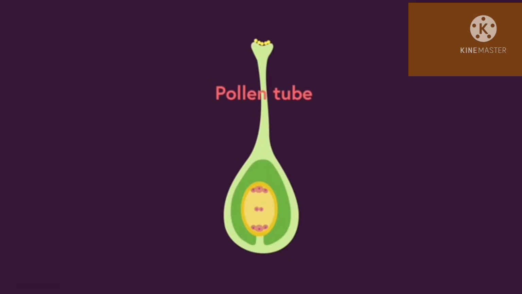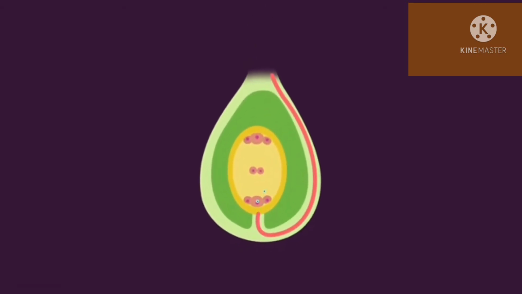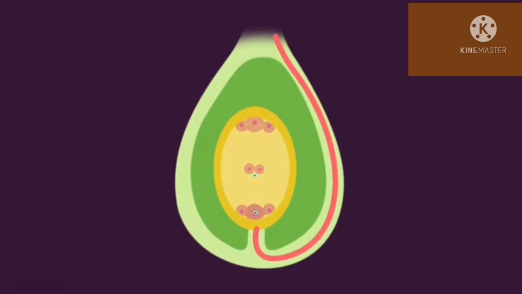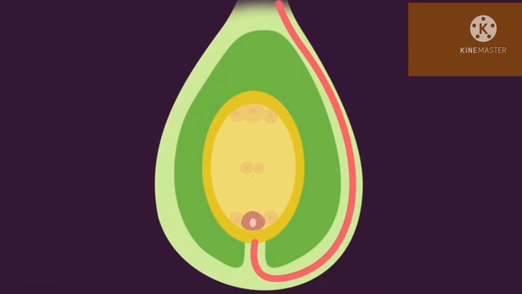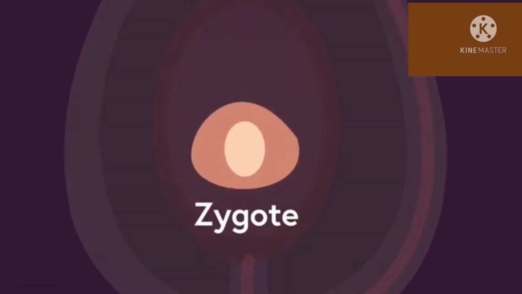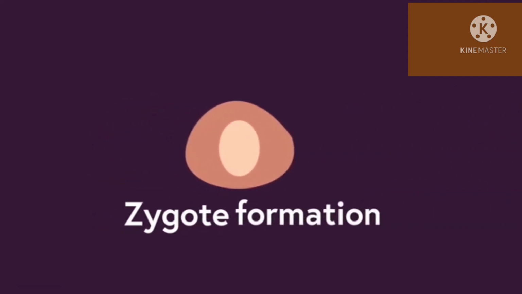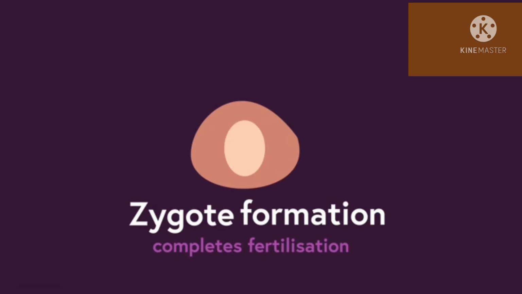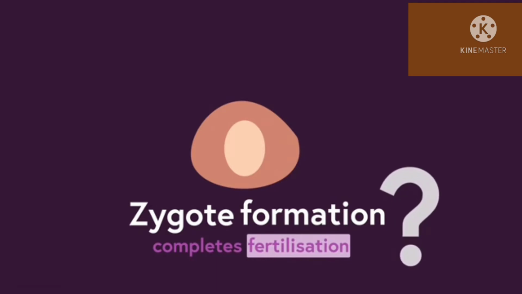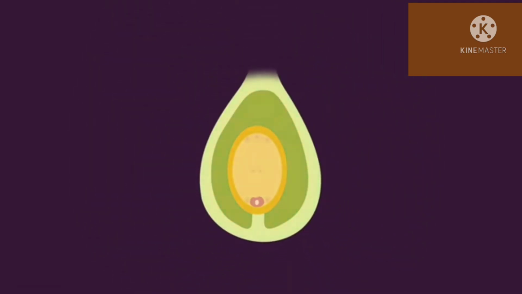Endosperm. So the zygote will divide and develop when the pollen tube enters the ovary, that means inside the embryo sac, and the male nucleus fuses with the egg to form the zygote. This zygote formation completes the fertilization. When the zygote is formed, fertilization is complete. Now you have fertilization.